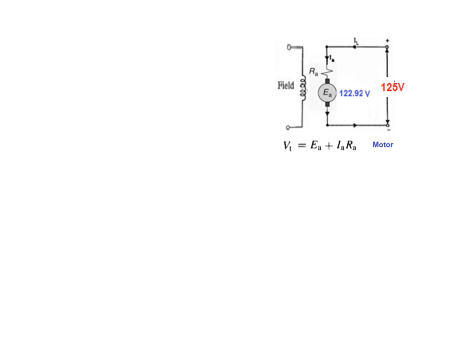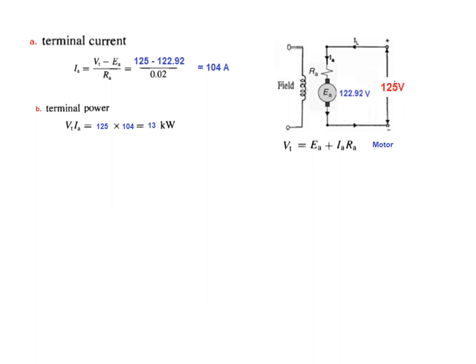Now this is our circuit. Terminal voltage 125 volt and the armature voltage is 122.92. Since terminal voltage is more, that means this is supplying to the machine. Therefore this is a motor, so we'll use the motor equation to calculate the terminal current or the armature current IA. So IA is VT minus EA divided by RA. Plugging in the values, we get the terminal current or the armature current to be 104 amperes, the same current.